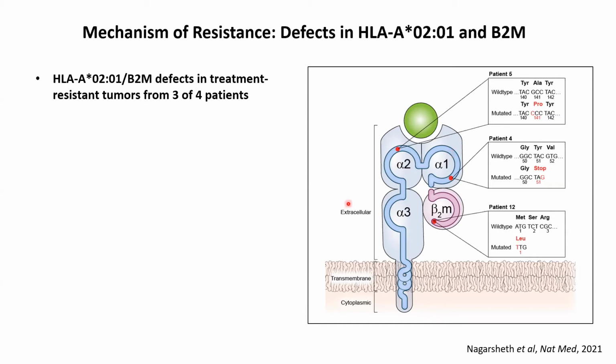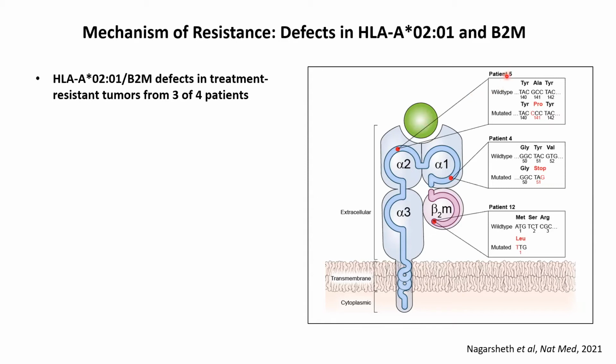So this cartoon shows the findings in 3 of the 4 patients from whom we were able to obtain biopsies in the phase 1 trial. And 3 of the 4 patients had defects in the HLA complex that presents the target epitope. This is the E7-1119 epitope to the engineered T cells.